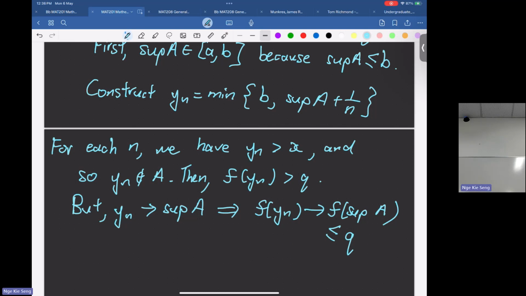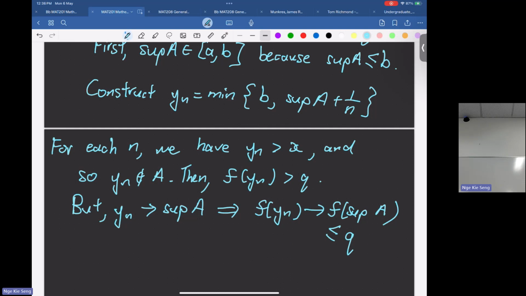Because if you want to converge to something less than Q, your terms should at least go to Q, and then go to something less than Q. But your terms are always greater than Q. Okay, so it cannot converge to something less than Q. To be close to something less than Q, it should at least pass the Q point. So if it converges to something less than or equal to Q, it must be equal to Q.